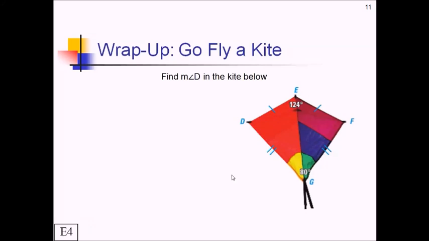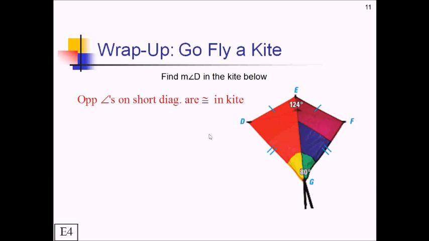Here's the final problem. See if you can figure out the measure of angle D in this real-life kite below. All right, this one's a little bit trickier. We do know that the opposite angles on the short diagonal here are going to be congruent to each other. We don't know what either of them are, though. We do know, however, that they're both exactly the same. So if we have two things that are the same, we can call them both x.